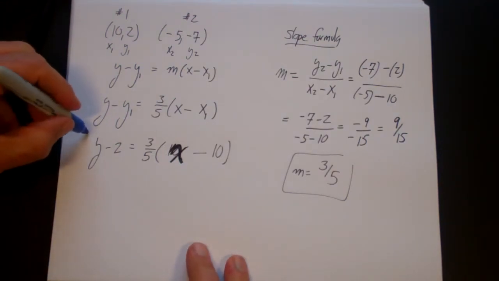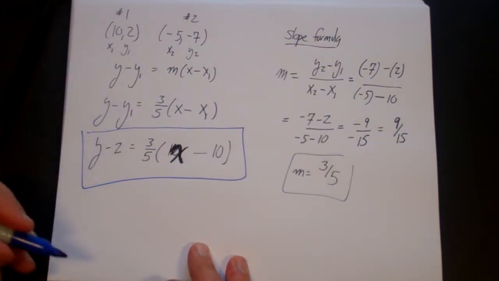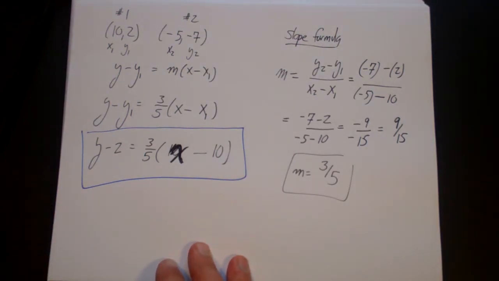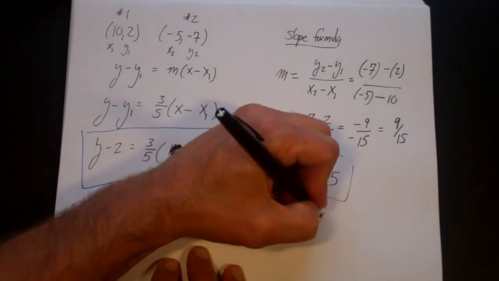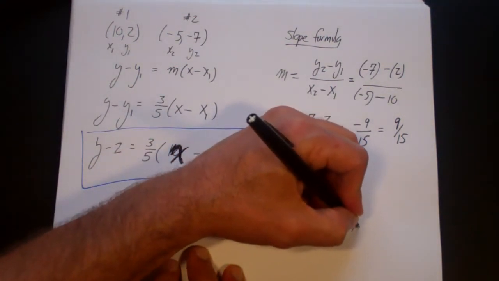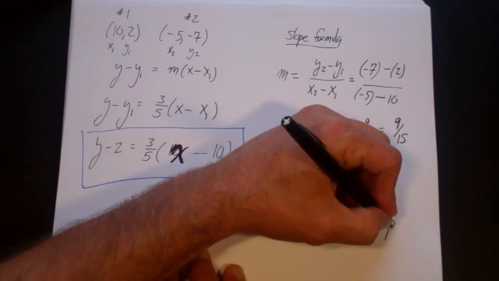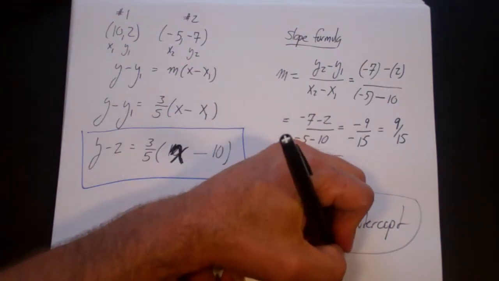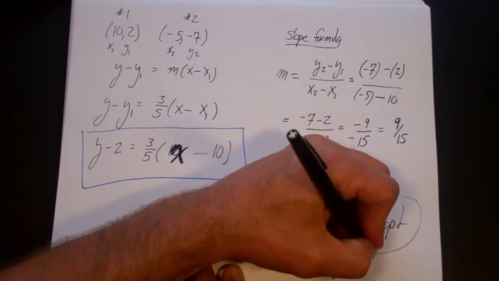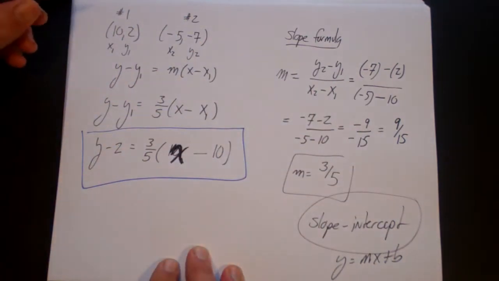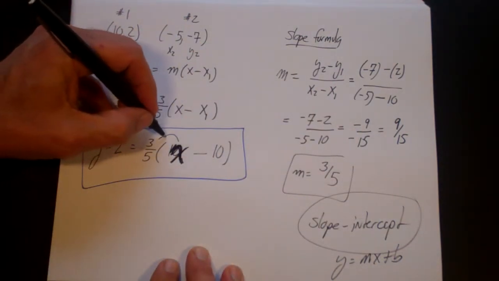It's not usually the form that you want it in. Usually you're now going to rewrite it in either slope-intercept form or standard form. So the first thing is, let's write this in slope-intercept form. If we're going to write this in slope-intercept form, we want it to look like y is equal to mx plus b. So the first thing I'm going to do is distribute the 3/5.